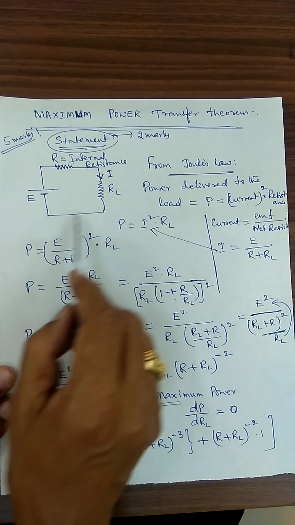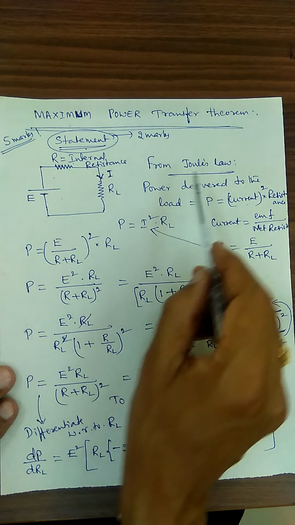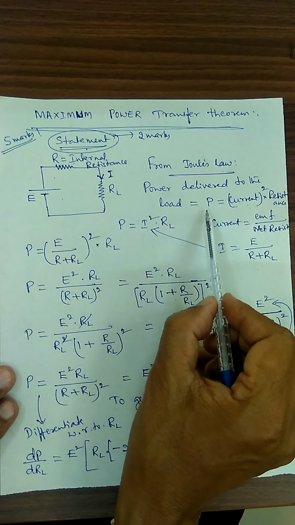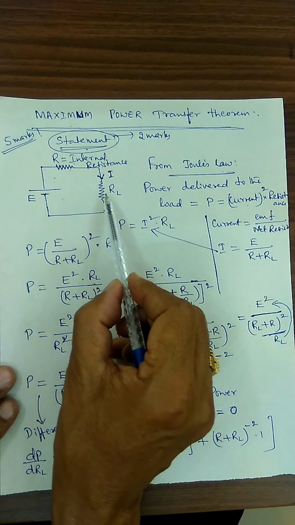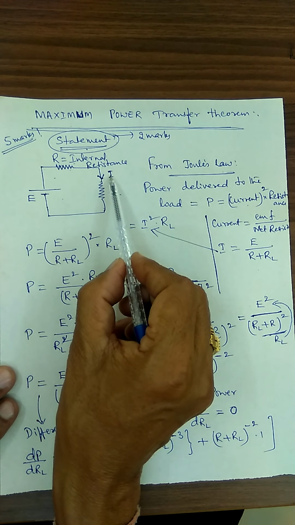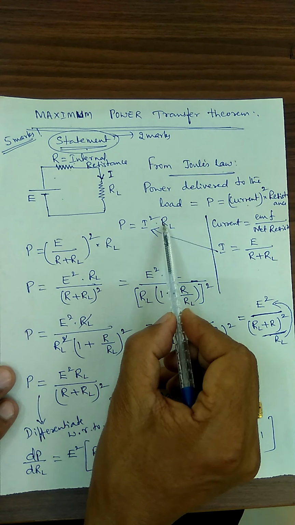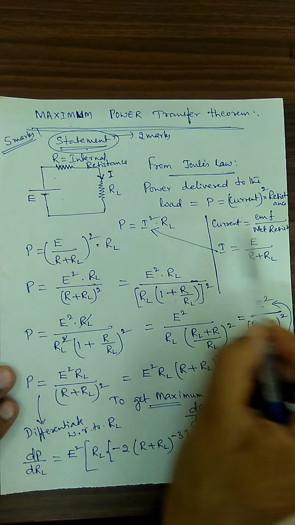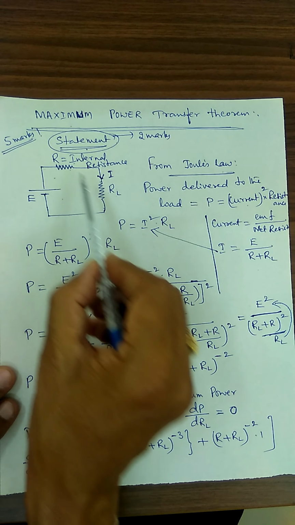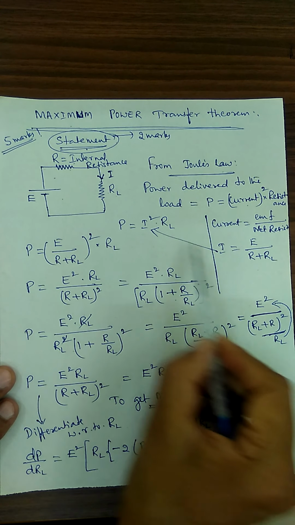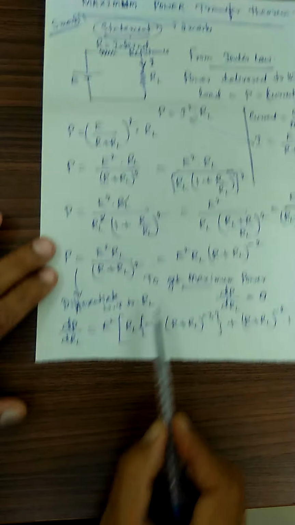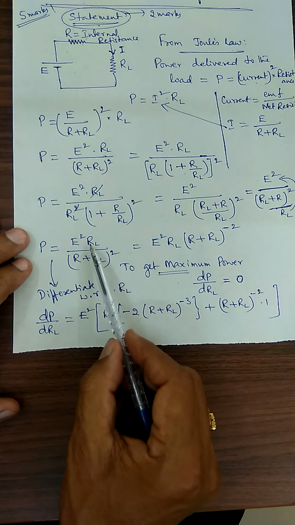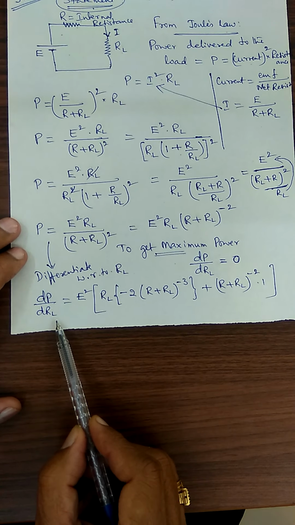This is a Thevenin's equivalent circuit. It has been written using Joule's law. Current square into resistance is the power. So power is equal to I square into RL. But current is equal to EMF divided by the net resistance. EMF is E, total resistance is R plus RL. Substitute here, differentiate to get the maximum power.